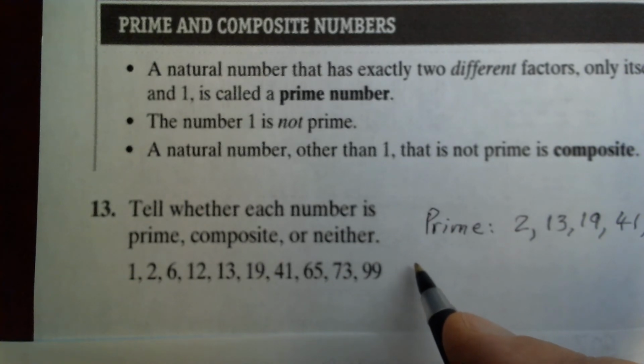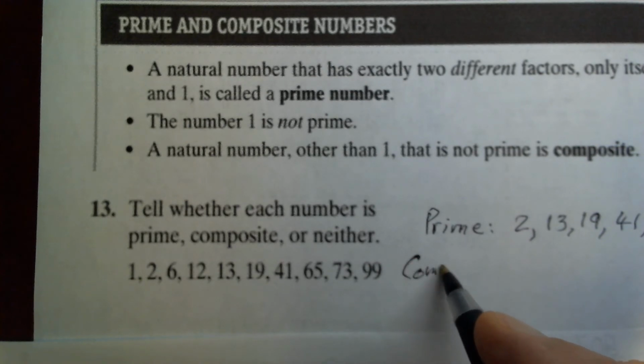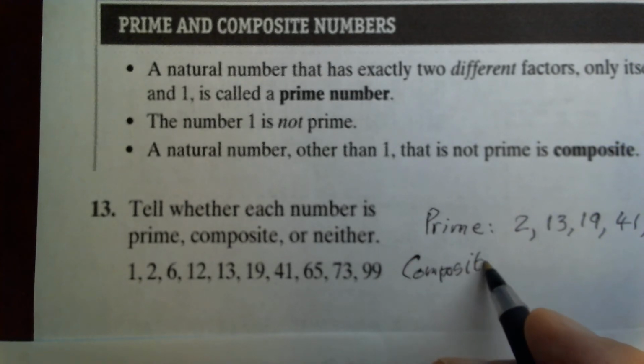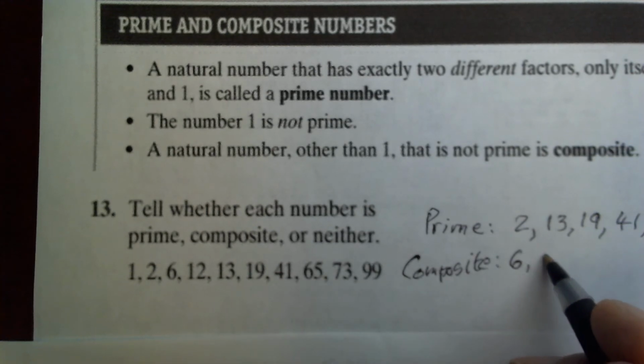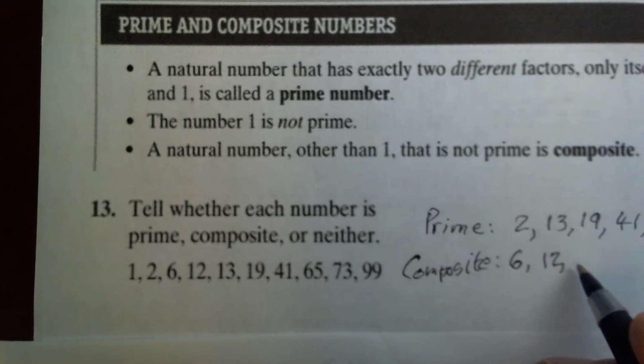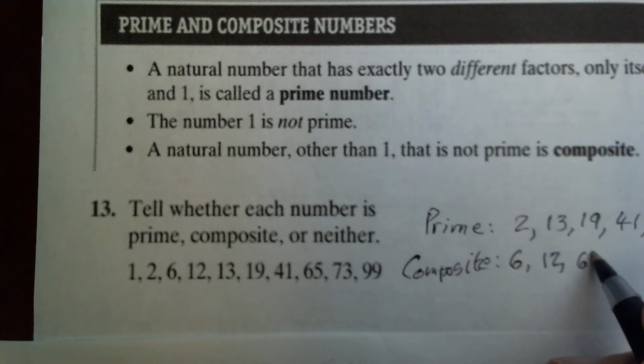And then the composite numbers are 6, because 6 can be written as 2 times 3; 12, because 12 can be expressed as 2 times 6; and 65, because that's equal to 5 times 13. And 99 is a composite number because it's 3 times 33, or 9 times 11. So there's more than one factorization sometimes.